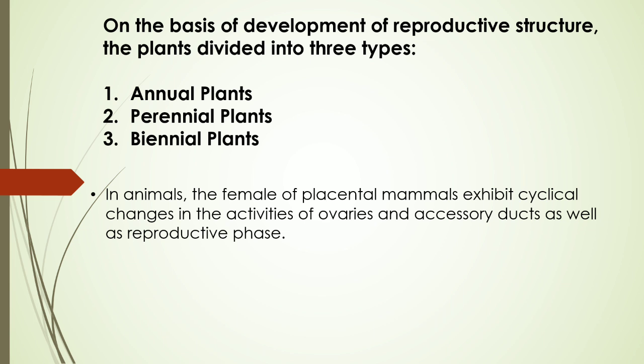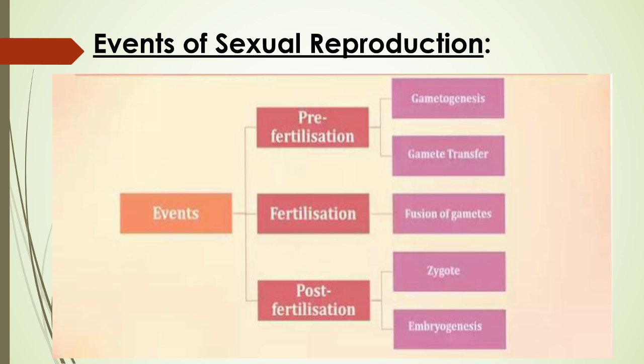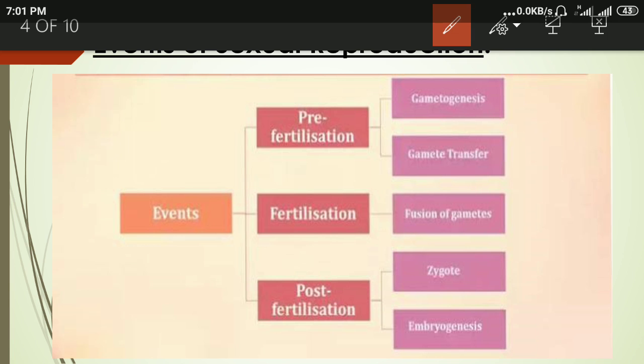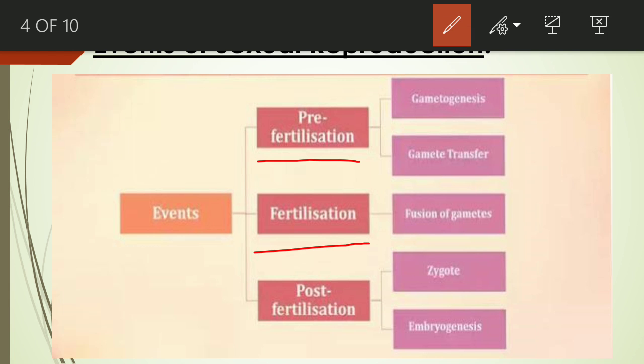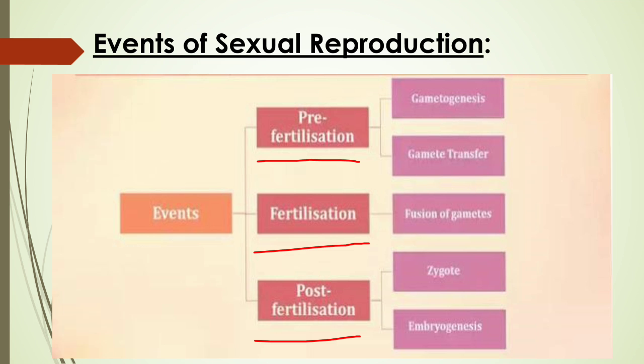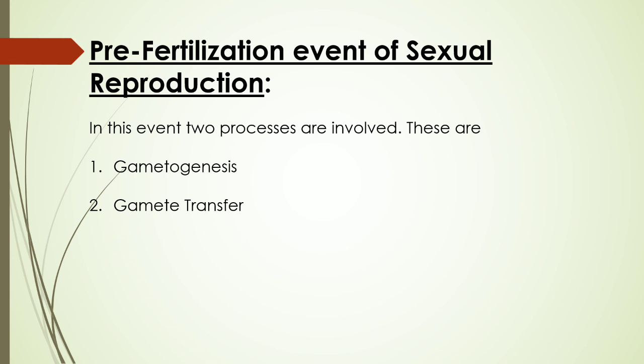Now we will study about the events of sexual reproduction. For convenience, these sequence events can be grouped into three distinct stages, namely pre-fertilization, fertilization, and post-fertilization. Now look at the pre-fertilization events of sexual reproduction. These include all the events prior to the fusion of gametes.